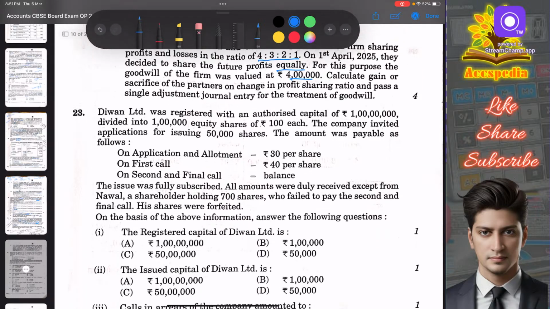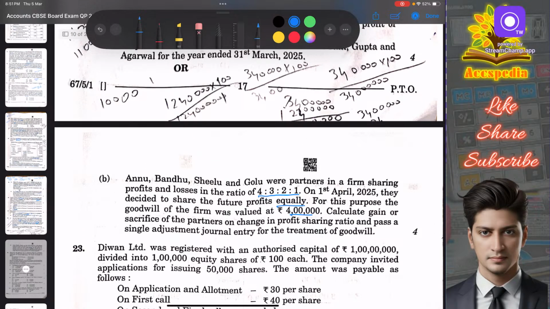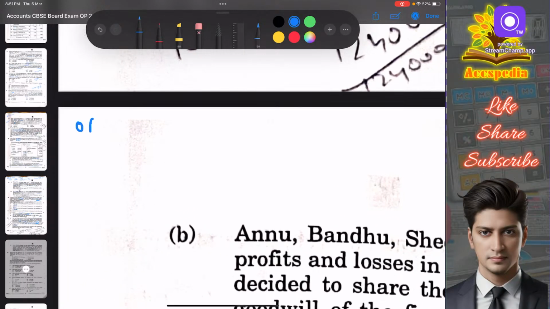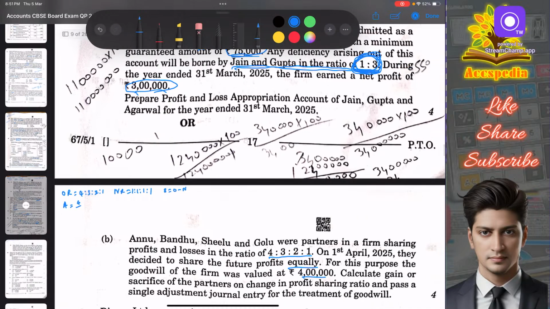It's very simple. So let's first calculate. I'll do it here itself. Old ratio is 4:3:2:1, and the new ratio is 1:1:1:1. Let's first calculate for Annu. I'm going to use the sacrifice formula. Sacrifice is equal to old minus new. Sacrificing share is equal to old share minus new share. Annu's sacrifice I am going to calculate. Old share is 4/(4+3+2+1), correct, right? Yes, 4/10.